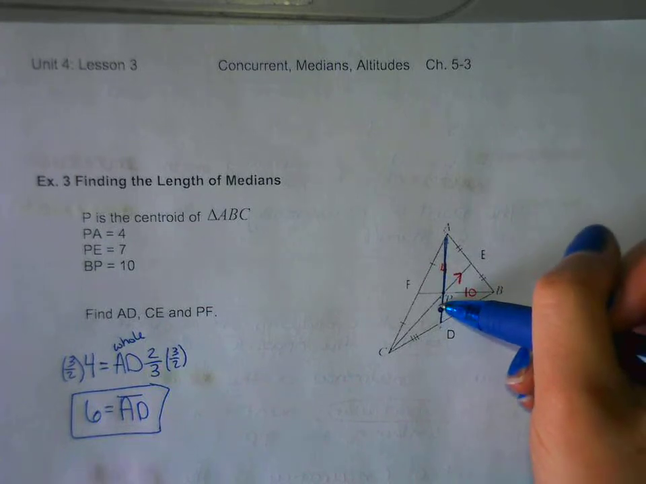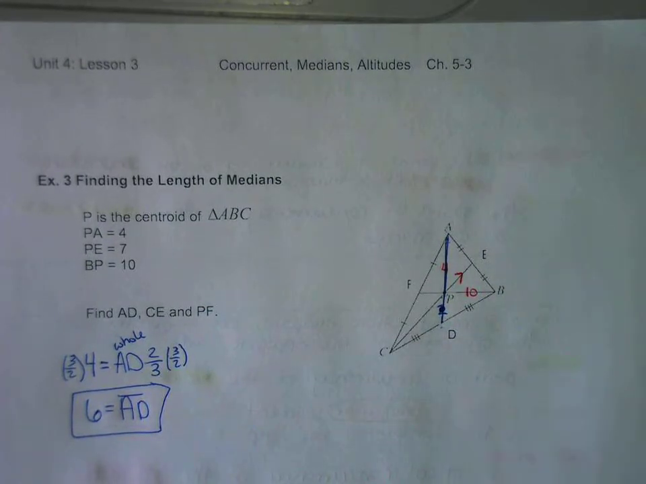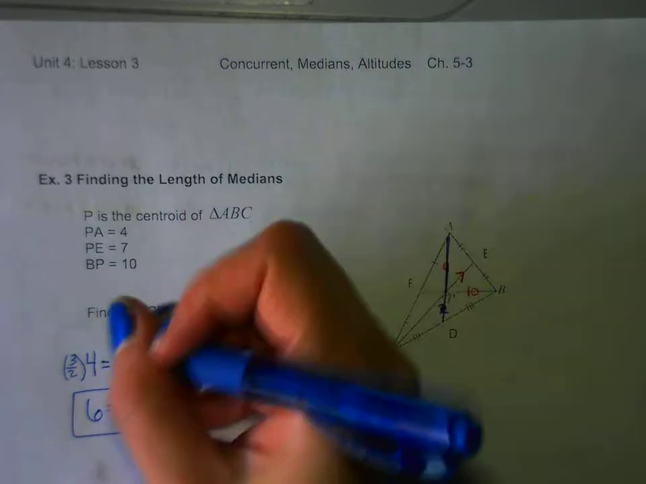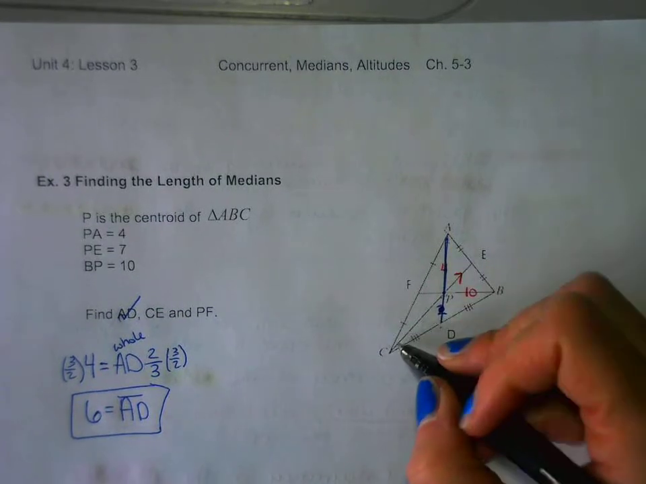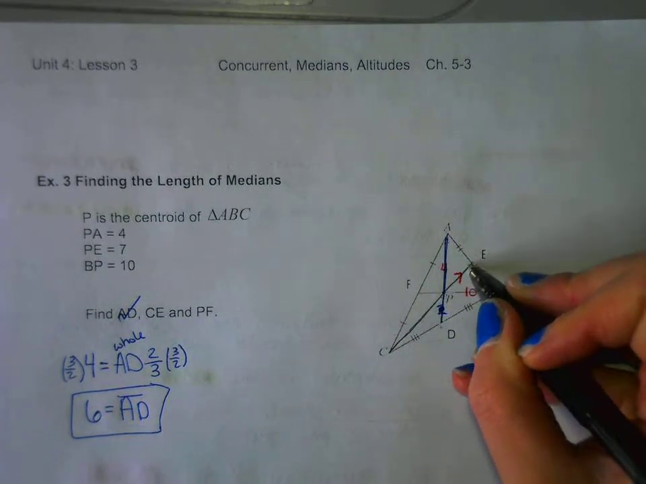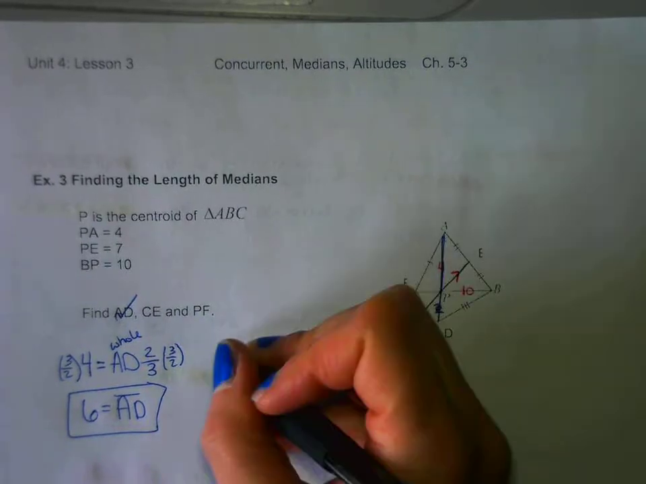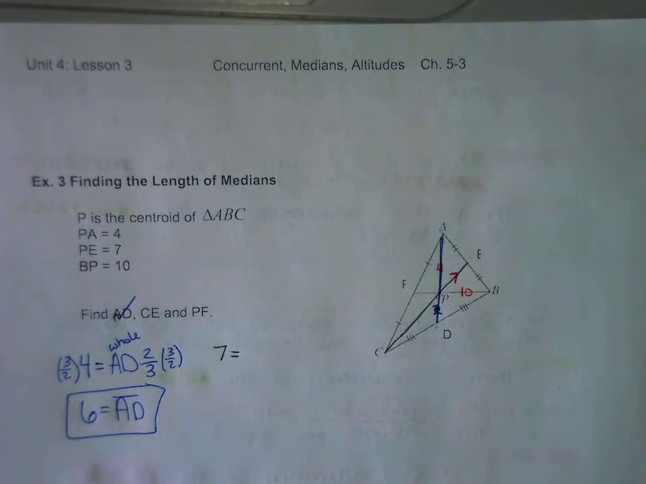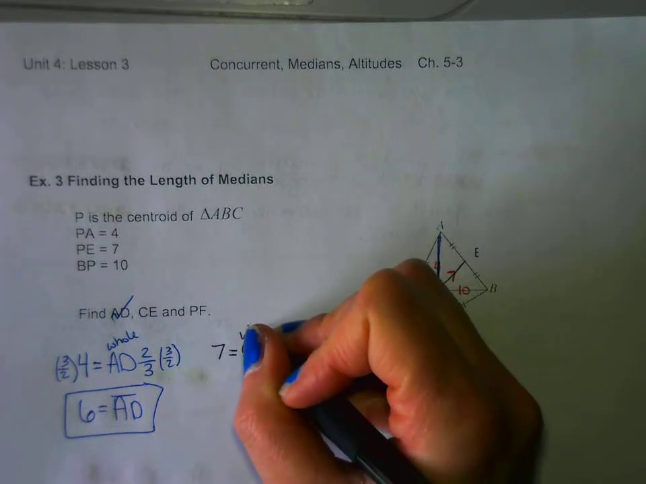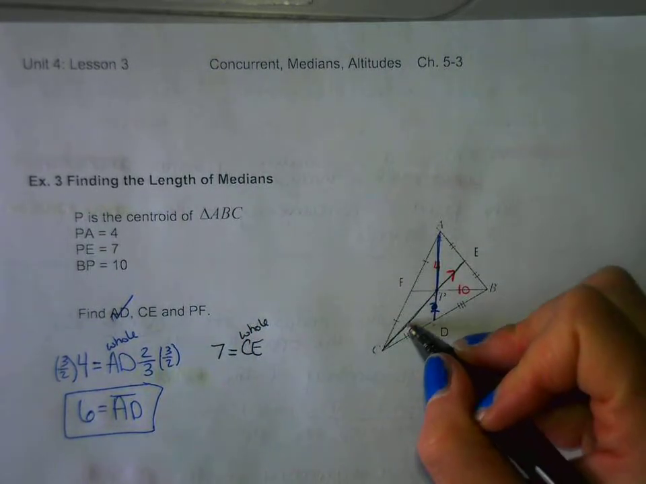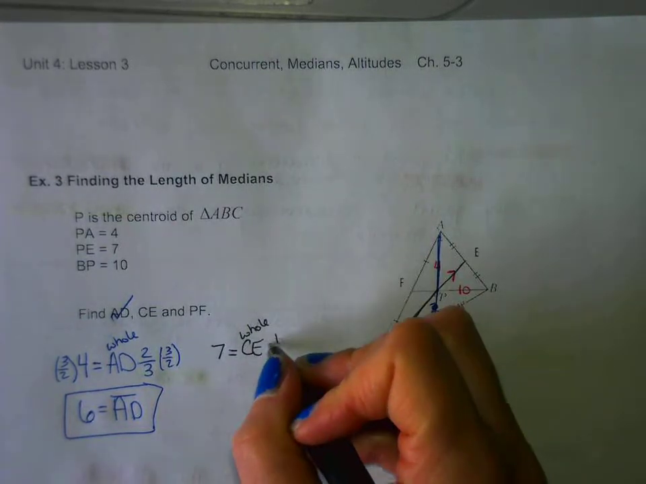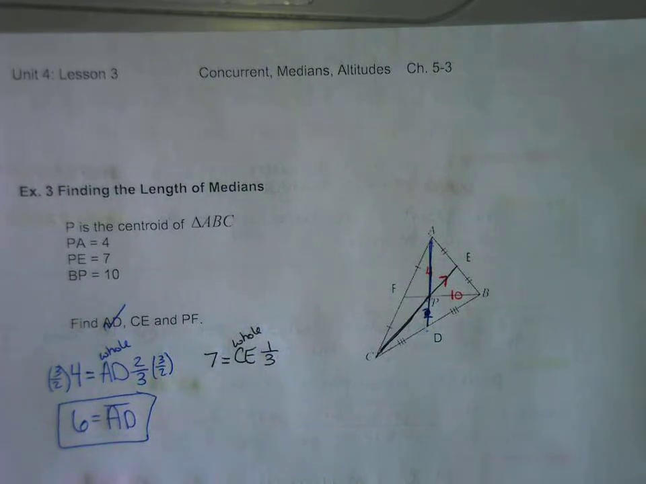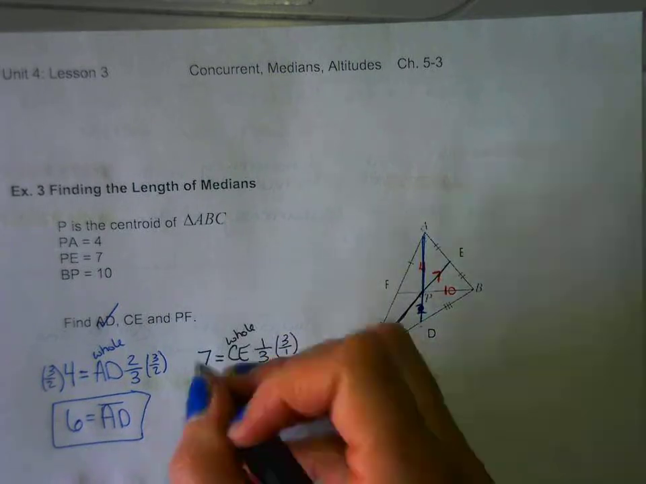Alright, so for the next one, I want to find the length of CE. So CE is this whole median. So again, I'm already given a 7. My whole length is CE. But when I look at this time, this part's the longer segment, this one's the shorter. So that means 7 is actually 1/3 of the whole length. So again, in order to solve this, I'm going to multiply by the reciprocal. So 21 is my whole length, which is CE.